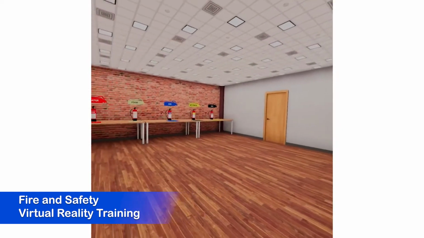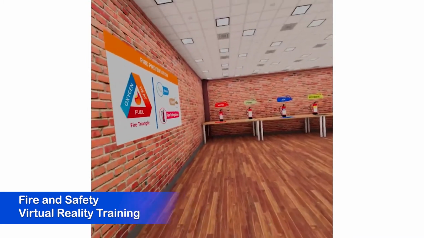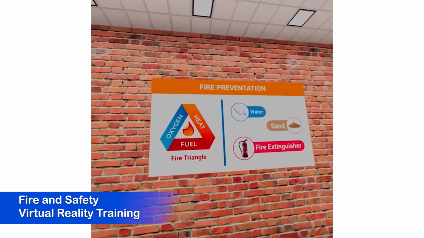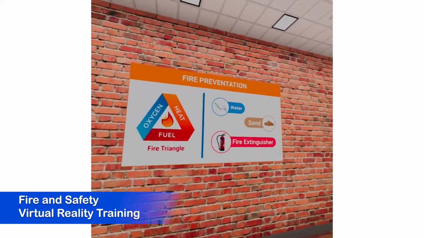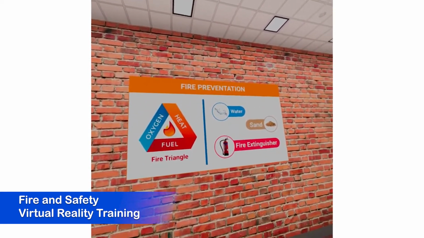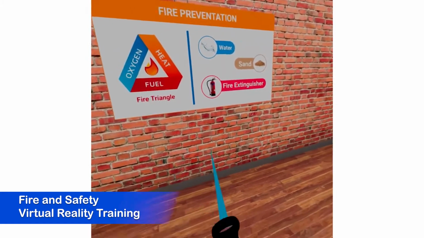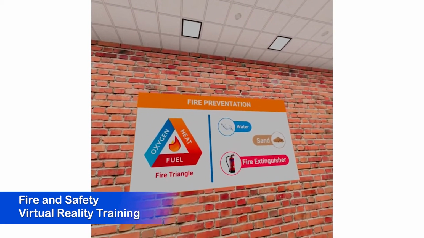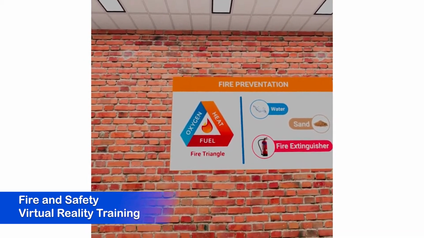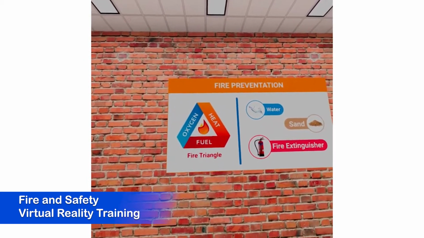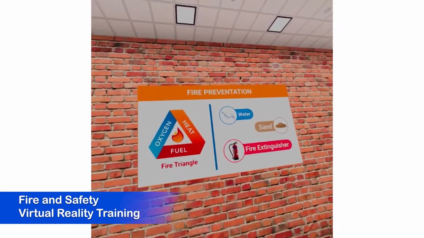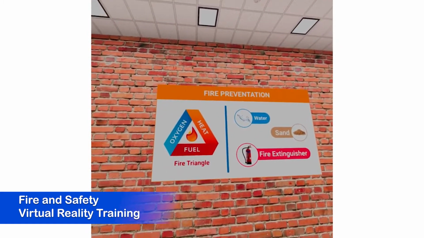To prevent fire, or to extinguish fire, you need to know about the fire triangle. This is a poster of the fire triangle. The fire triangle, or combustion triangle, is the 3 components needed to ignite and sustain a fire. The 3 ingredients of a fire triangle are heat, fuel, and oxygen. If just one of these components is removed, the fire triangle will collapse and the fire will be extinguished.